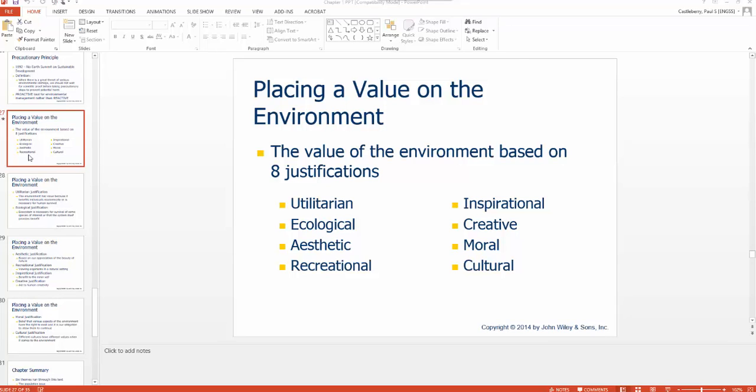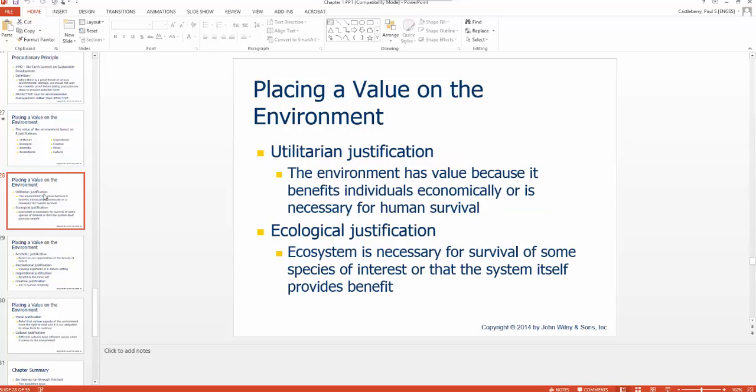Welcome to chapter 1. Now we can think of the value of the environment, and specifically in chapter 1 we'll be talking about key themes. You see the ones right here: utilitarian, ecological, aesthetic, recreational, inspirational, creative, moral, and cultural. The overview we will be looking at, from the standpoint of major themes such as human population growth.